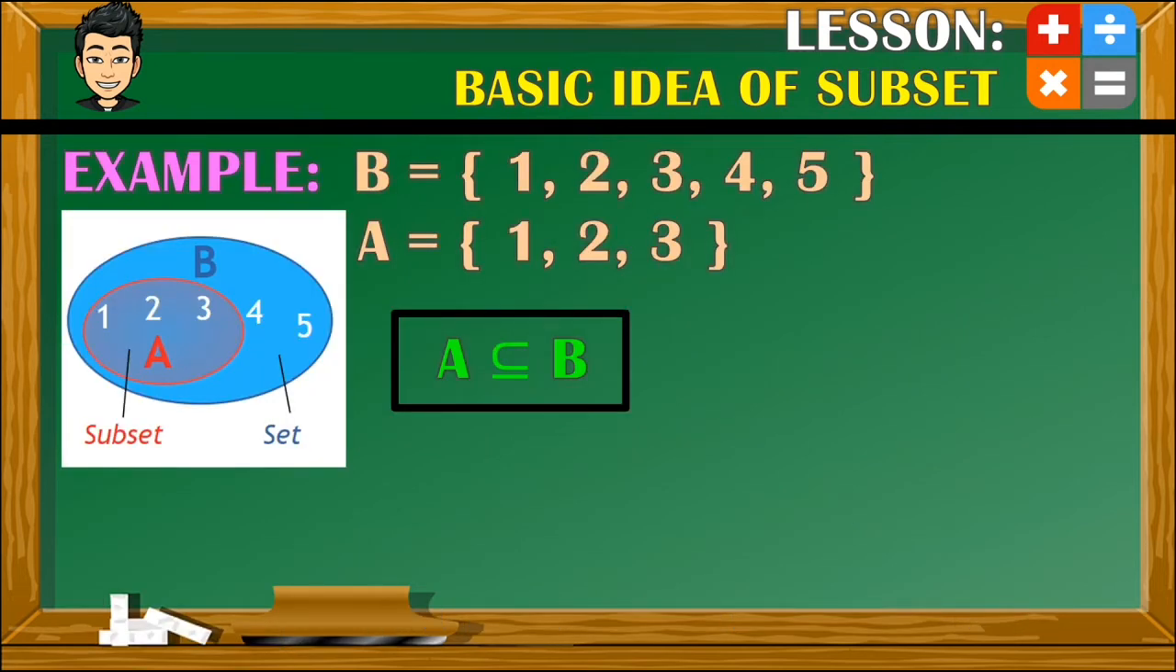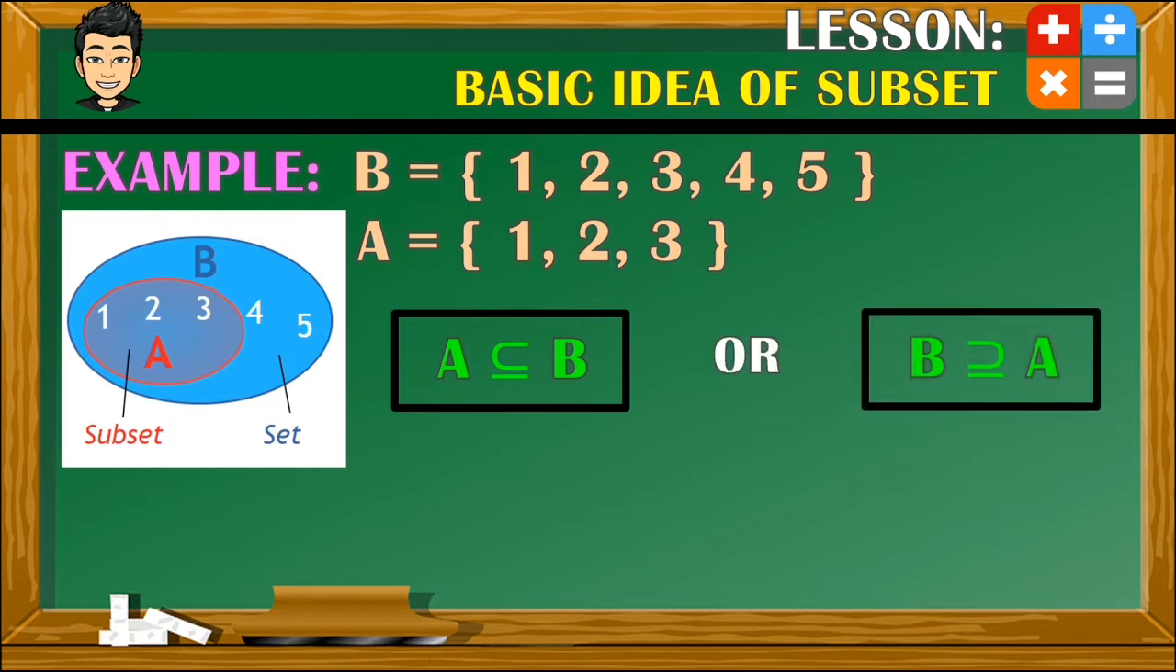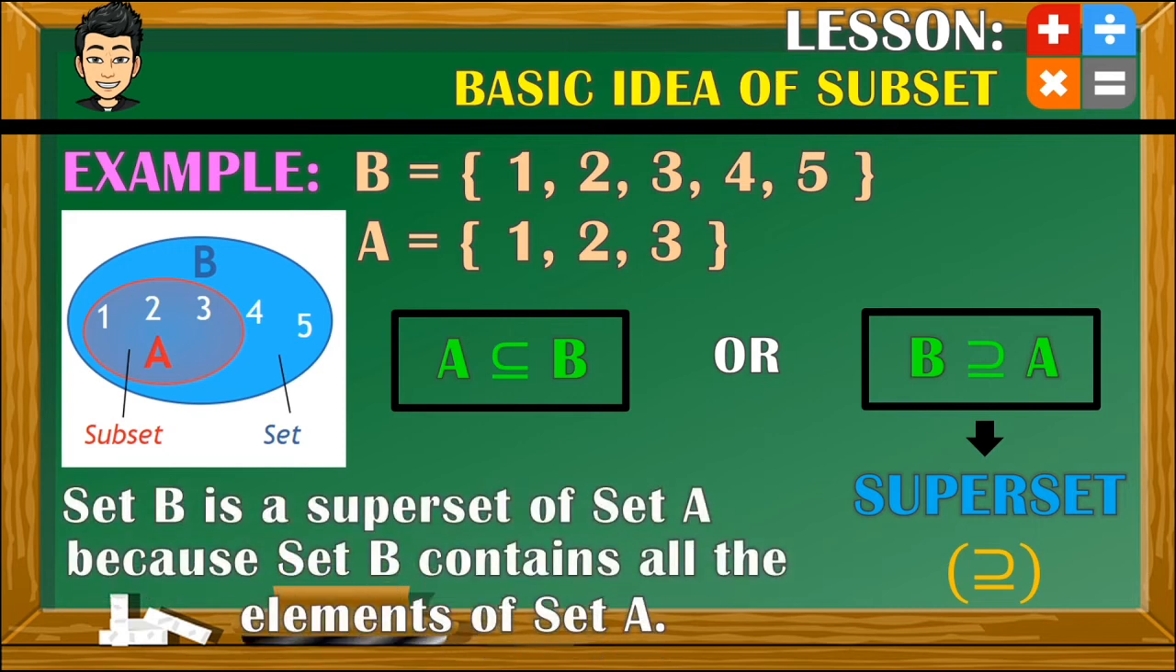Aside from the symbol of subset, we can also write our answer like this. This symbol is used to denote what we call superset. We read this one as set B is a superset of set A. Why? Because set B contains all the elements of set A. It's like we just stated the relationship of the two sets the other way around. We can put it this way: the larger set is the superset, while the smaller set is the subset.